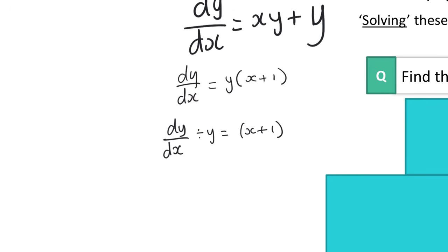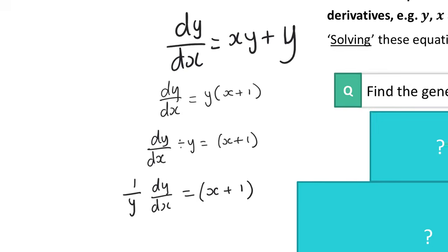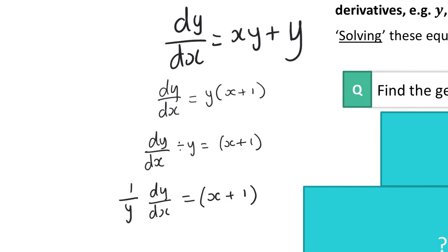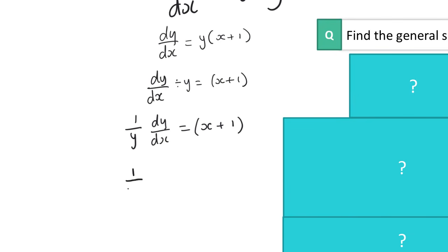Let's rearrange this to get 1 over y dy by dx equals x plus 1. Okay, step 1. Is everyone happy? We have y's on one side with the dy by dx and everything else on the other. Step 2. We multiply both sides by dx. So we have 1 over y dy equals x plus 1 dx.